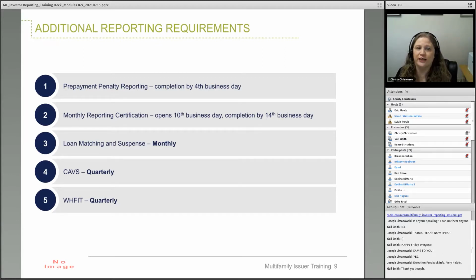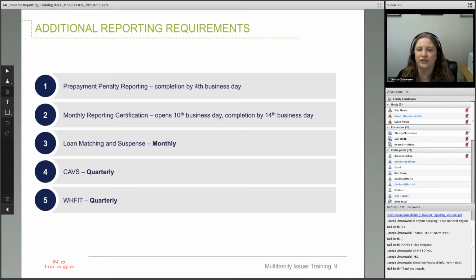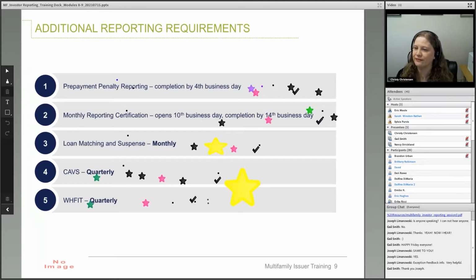Sarah, could you please turn on the annotation tool? Using the annotation tool, could you place a sticker on any of these reporting requirements that you are familiar with? Perfect. Thank you so very much. That's great. Yes, they're all very important.